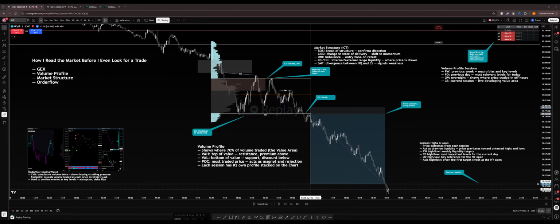GEX helps here too. Trending days below the G flip tend to keep going into PM. Choppy days above it tend to fade the AM move by the afternoon. That context changes how aggressive I am later in the day. Let me show you how this all comes together.